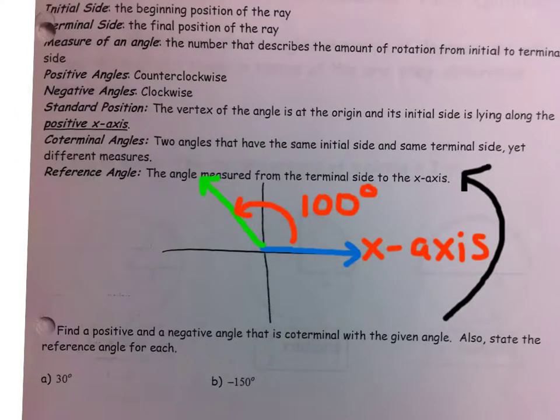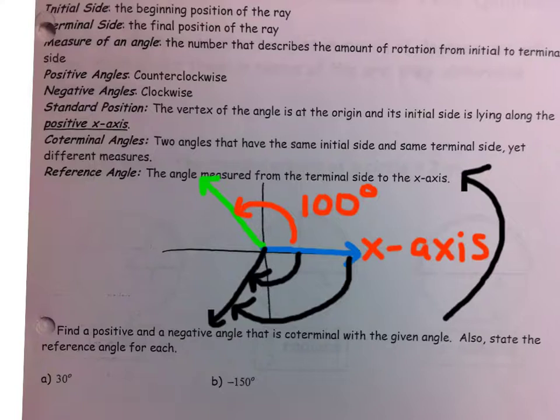And then that means that negative angles would go in the clockwise direction. So if I want to do a negative 100, I would go clockwise this way, and negative 100 would be about there, where this value here would be 100 degrees, but negative meaning in the clockwise direction.